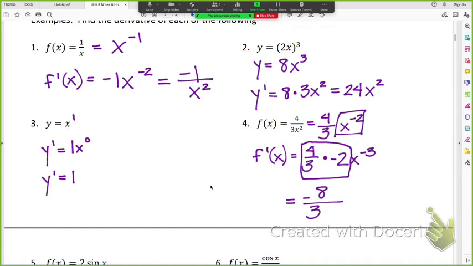And where does the x to the third go? Because of the negative exponent, it goes where? To the bottom. On the bottom.